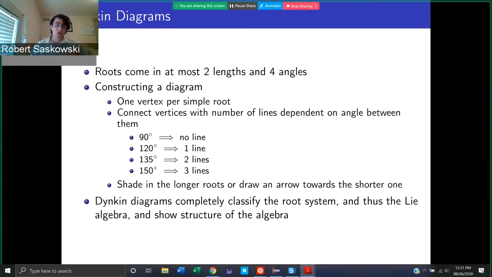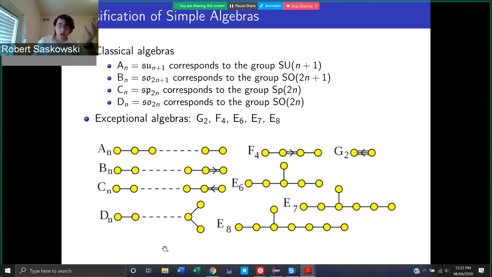And then there's 2 equivalent conventions. Either we can shade in the longer roots, or we can draw an arrow from the longer root towards the shorter root. And both conventions are used, but they're never used at the same time. And of course, this is possible because there are at most 2 lengths of root. Now, once we've created these Dynkin diagrams, they completely classify the root system, and hence the Lie algebra. In addition to that, they show the structure of the Lie algebra in a graphical way. So these are some examples.